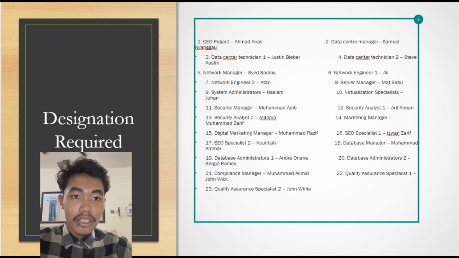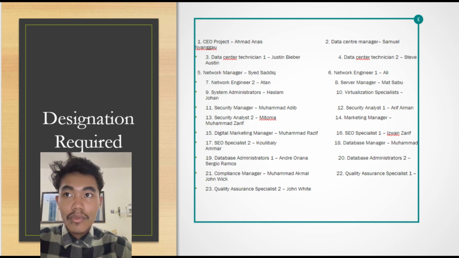So next, we have marketing manager, which is Muhammad Zarif, and digital marketing manager Muhammad Razif, and SEO specialist 1, which is Izwan Zarif, and SEO specialist 2, which is Kolibali and Amma. SEO stands for search engine optimization, which is to test, analyze, and check a website so it is optimized for search engines.